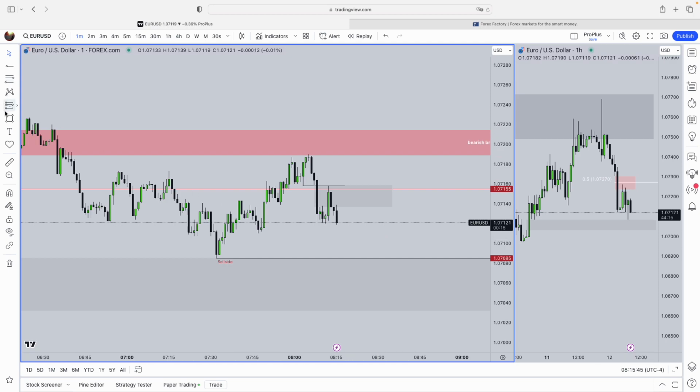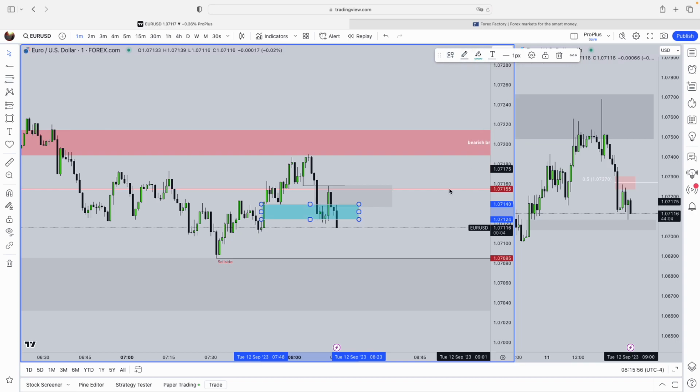So this is inefficiency here. I don't want to see it respect this. I want to see it just run through this, potentially act as an inversion fair value gap.